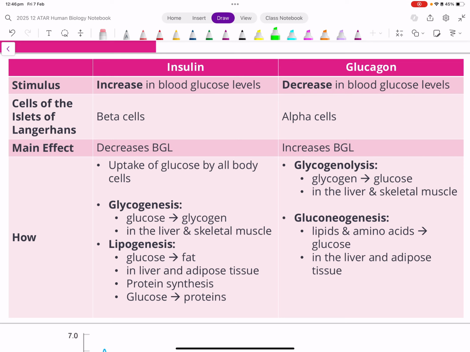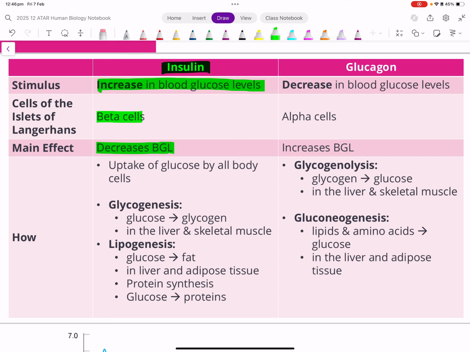The first hormone, insulin, which helps to decrease blood glucose levels, is released in response to high blood glucose levels. The particular cells involved in the release of insulin are beta cells. Their job is to try and decrease that blood glucose level, and how they do this is largely by trying to increase the amount of glucose taken in by body cells.